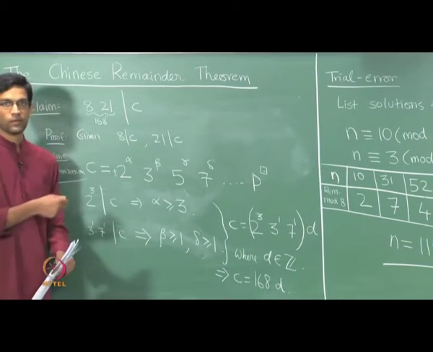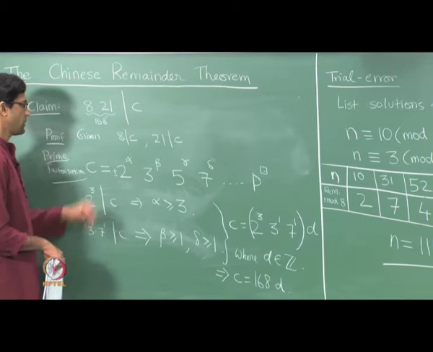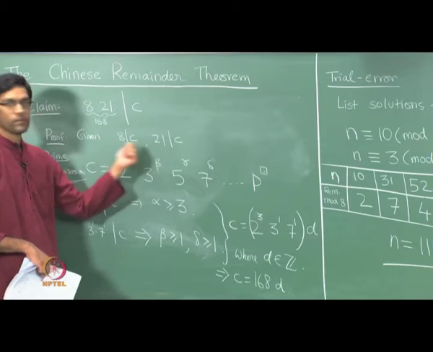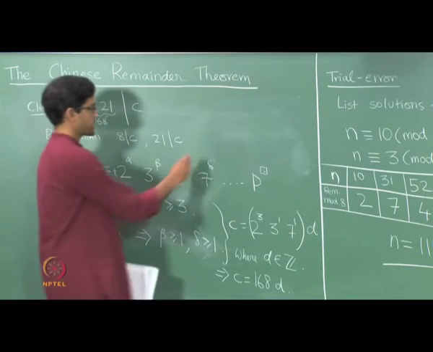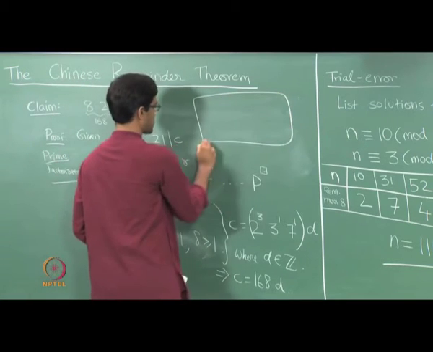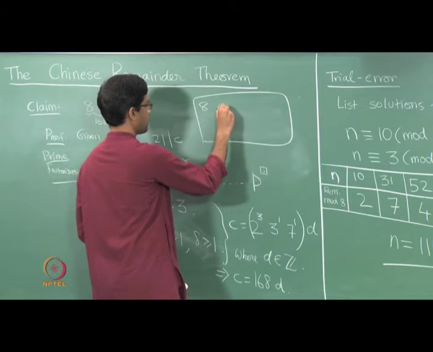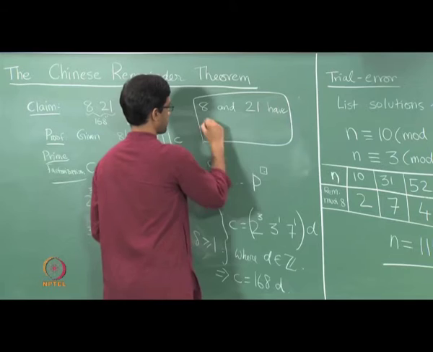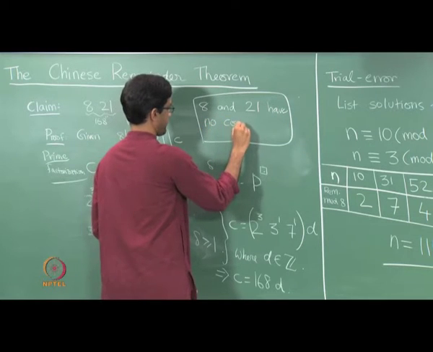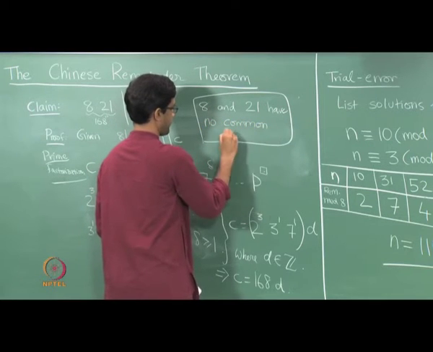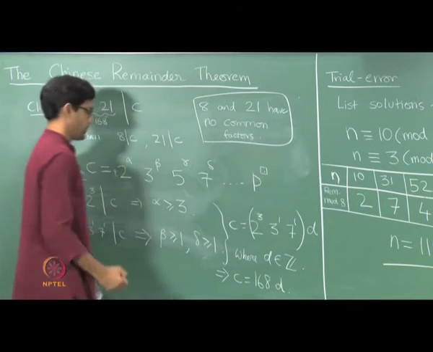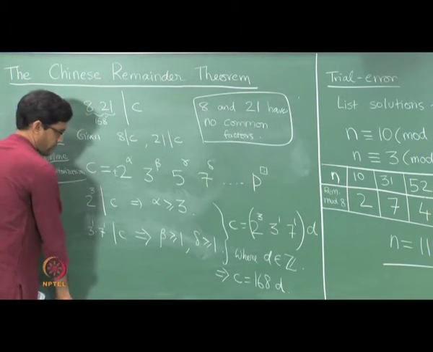Now observe, there is one important fact that we have used which really makes this whole thing work, which is that 8 and 21 don't have any common factors. So what makes this proof really tick is the following fact, that 8 and 21 have no common factors. And we'll see this point again.